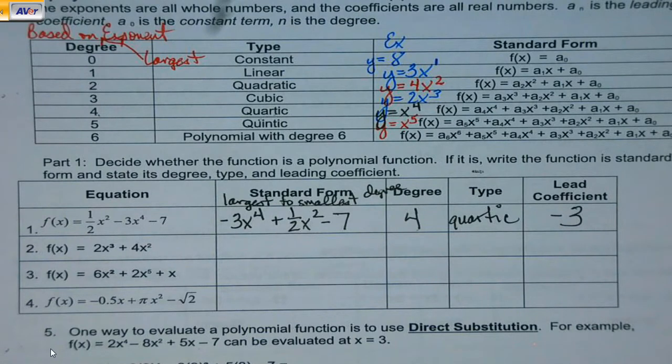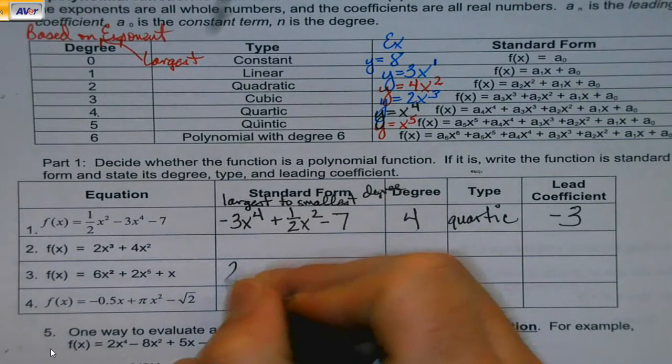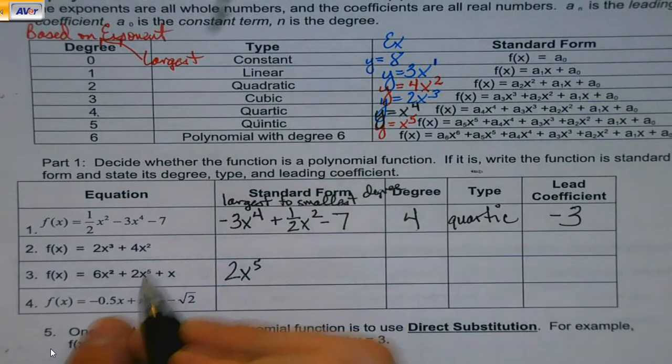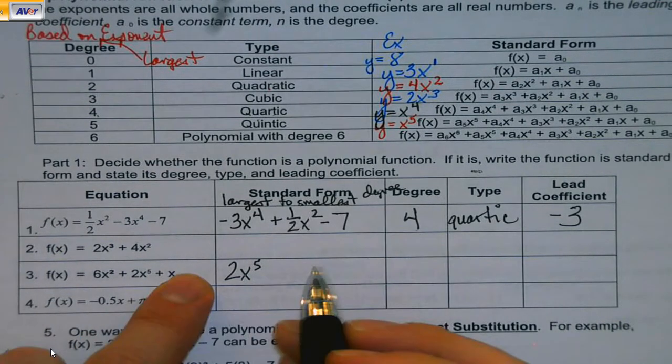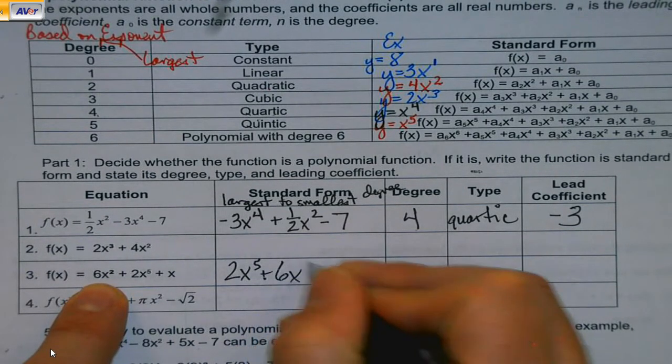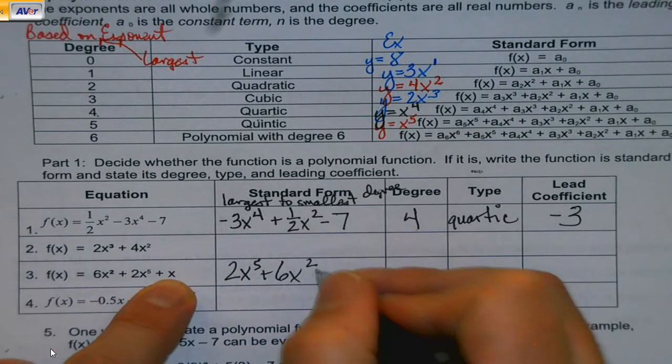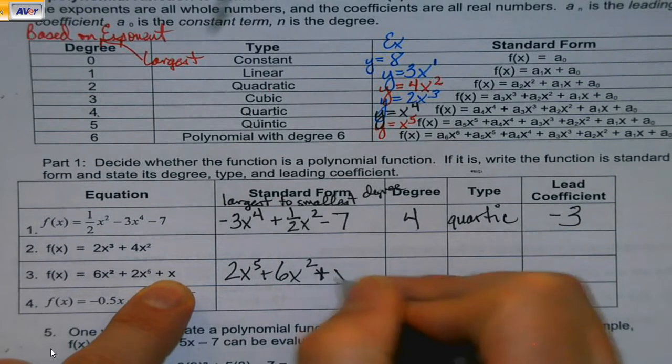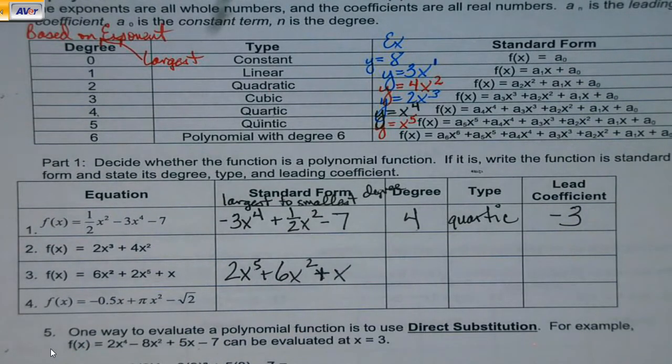Which one of those terms has the largest exponent? Needs to be at the start. Okay. So, got my 2x to the 5th. Then I go looking for the next biggest exponent. And I just kind of keep working my way down here. Once I do that, now everything's set up for me to do everything else, because it's all going to be based on this first term now.